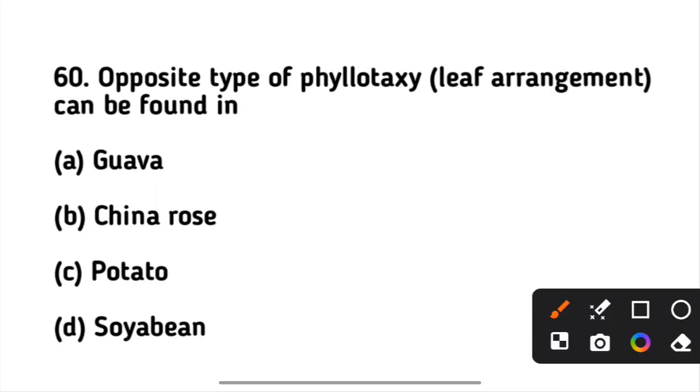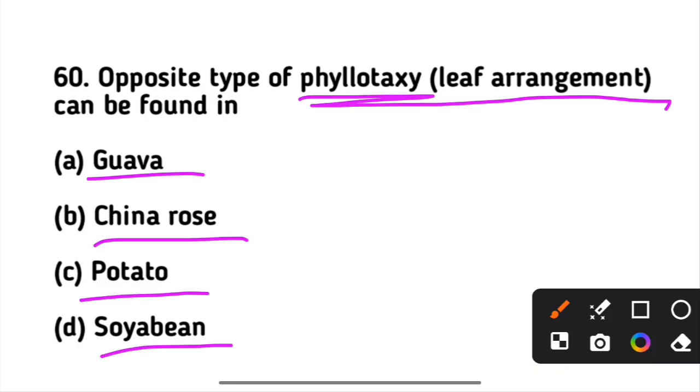Next question. Opposite type of phyllotaxy, leaf arrangement, can be found in guava, China rose, potato, soybean. Option A is correct, guava. Opposite type of phyllotaxy, leaf arrangement, can be found in guava.